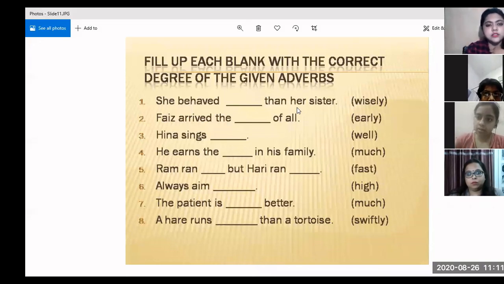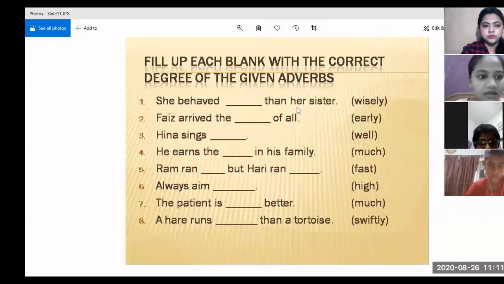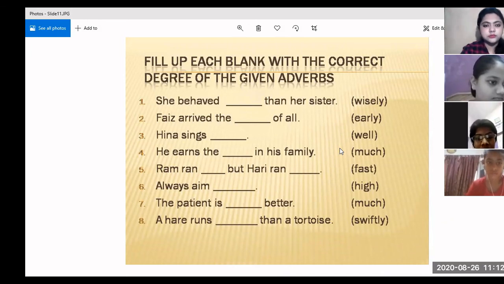Yes, she can give the answer. Ma'am, the answer is always aim higher. Okay. Always aim high can also be correct, and higher can also be correct. Okay. Next is, the patient is dash better. The patient is dash better.